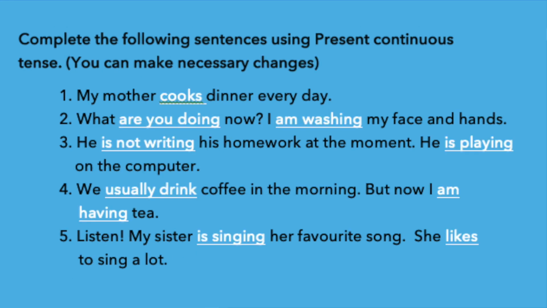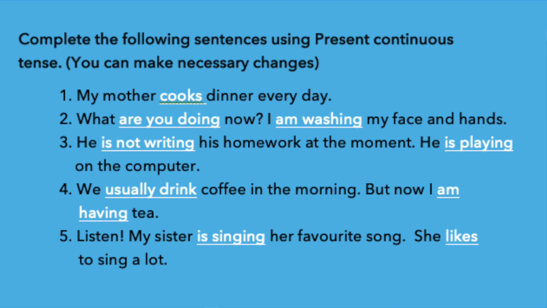My mother dash cook dinner every day. What's the answer? My mother cooks dinner every day. My mother is cooking dinner. Did you write like that? It's the wrong answer because this is her habit. See, every day. So with habitual action, we should use simple present tense. It's a tricky question, I know. So the answer is my mother cooks dinner every day.